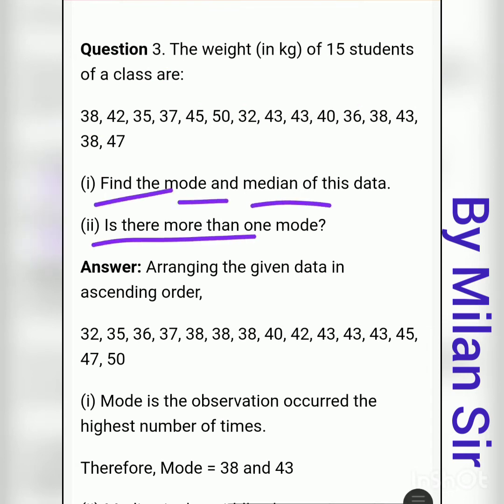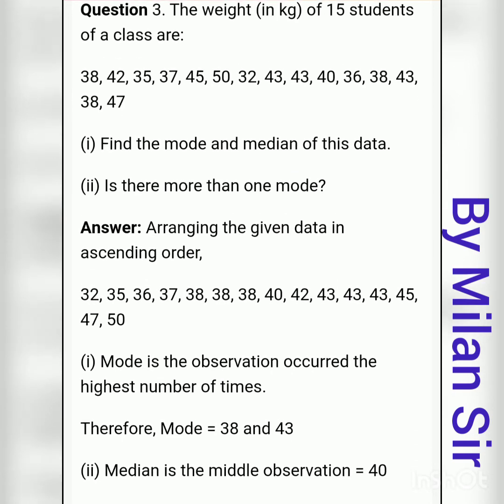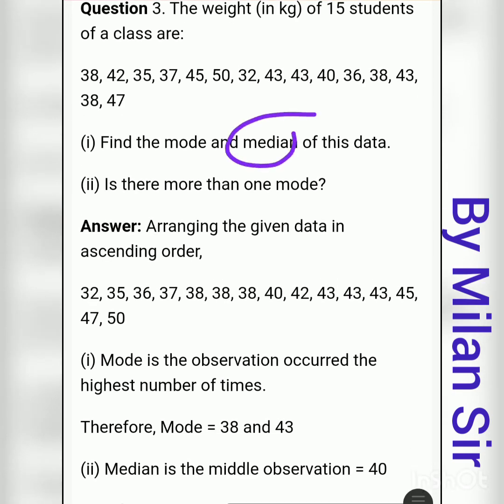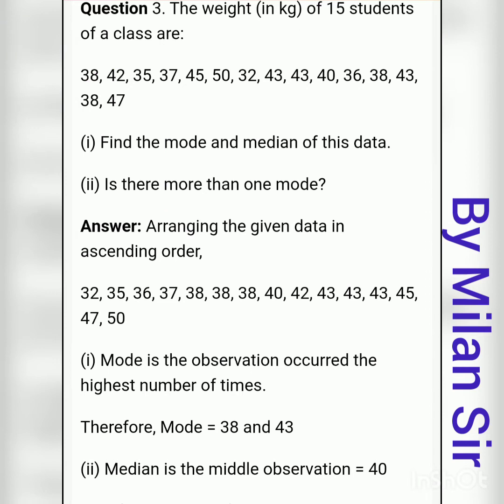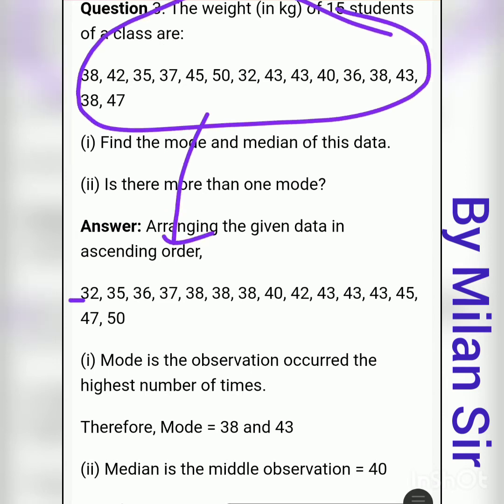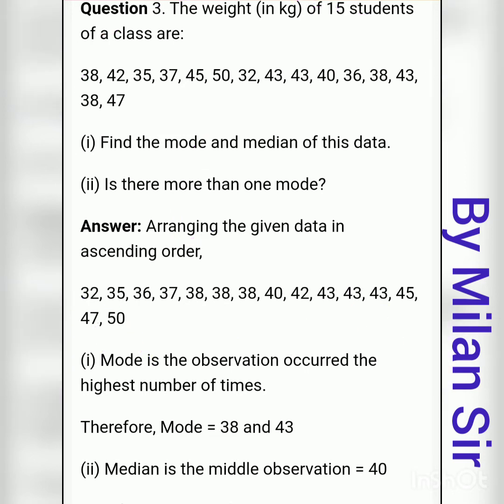Is there more than one mode? So here we need to find the median. So first of all, we need to arrange the data either in ascending order or descending order. Here we are going with ascending order. So ascending order of all this data is 32, 35, 36, 37, 38, 38, 38, 40, 42, 43, 43, 43, 45, 47, 50. Okay, now first of all we need to find the mode.